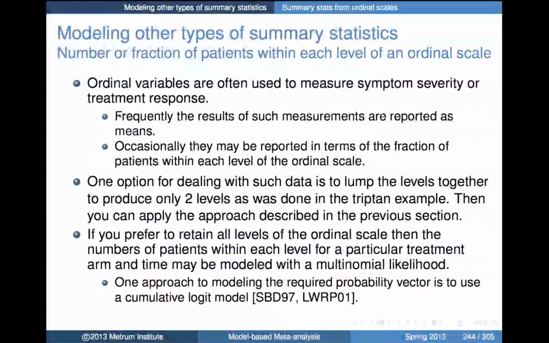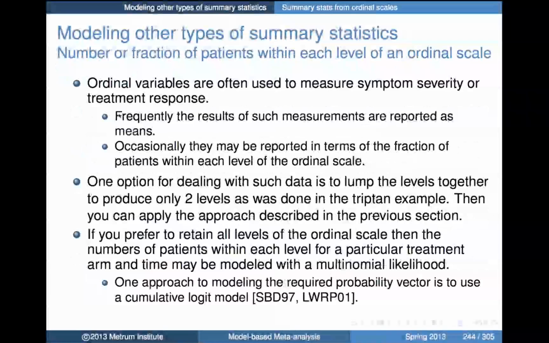If you did prefer to retain all levels of the ordinal scale, then the numbers of patients within each level for a particular treatment arm and time can be modeled as a multinomial likelihood. So, again, it's a logical extension of the binomial. You go to a multinomial, and then the probabilities corresponding to each one of those levels have to be modeled. One approach for doing that is to model that probability vector using a cumulative Logit model. So again, it's a logical extension of just the basic Logit model.